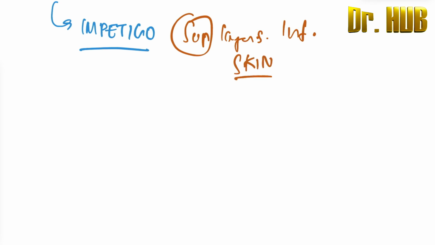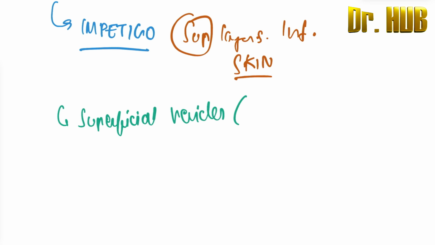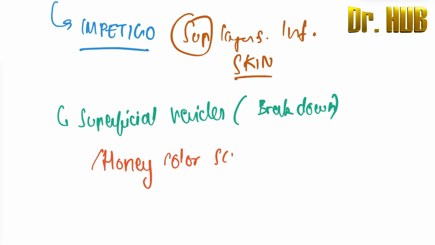It presents as superficial vesicles, which break down and are encrusted by the honey colored scab. So there is this presence of honey colored scab, and it usually occurs in children.